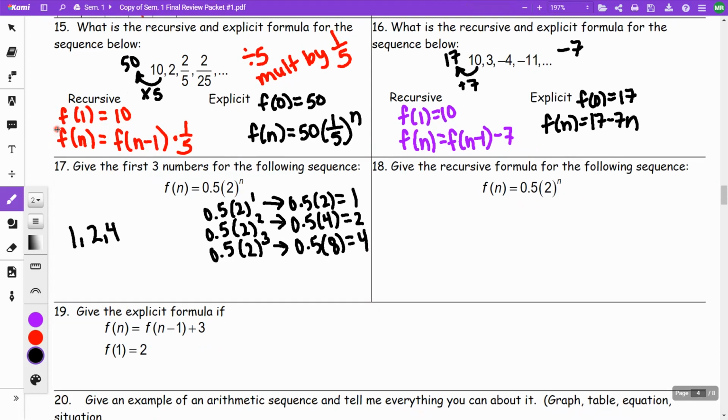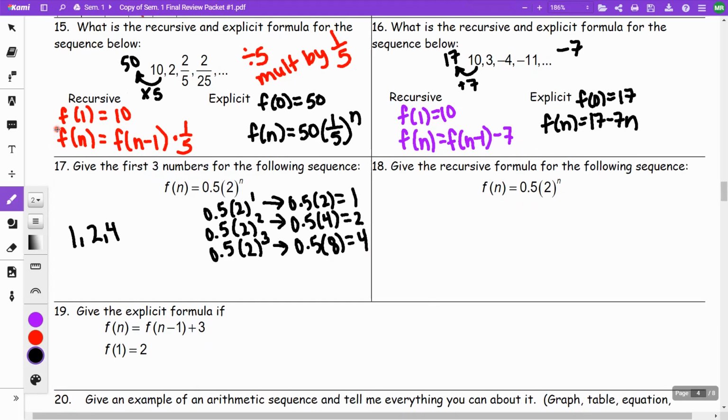On the next one, we want to write the recursive for this. So I found my f of 1. It was 1. And then it's going to be f of n is equal to f of n minus 1. And then I look to see, what am I doing? This right here is my common ratio. This means I'm multiplying by 2. So I'm going to go times 2.